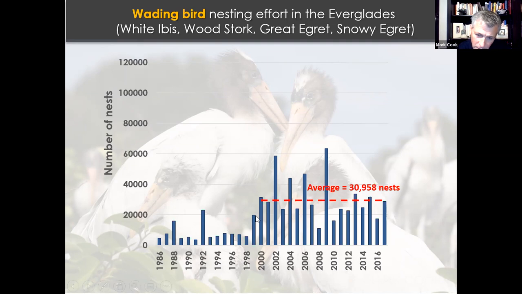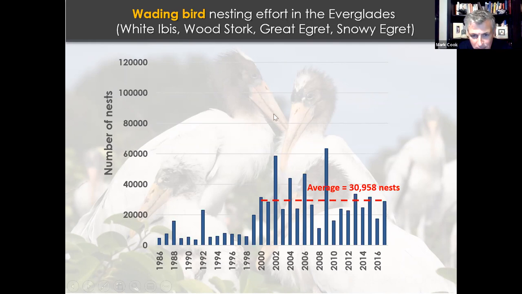So another thing we can see is that we've got these large nesting events and very low nesting events. We go from highs to lows, kind of on a 2 to 3 year cycle. And that's natural. That's just what these wading birds do. That's what they did historically. And it's basically a natural response to fluctuating hydrologic conditions and prey availability. And that's exactly what we want to see.